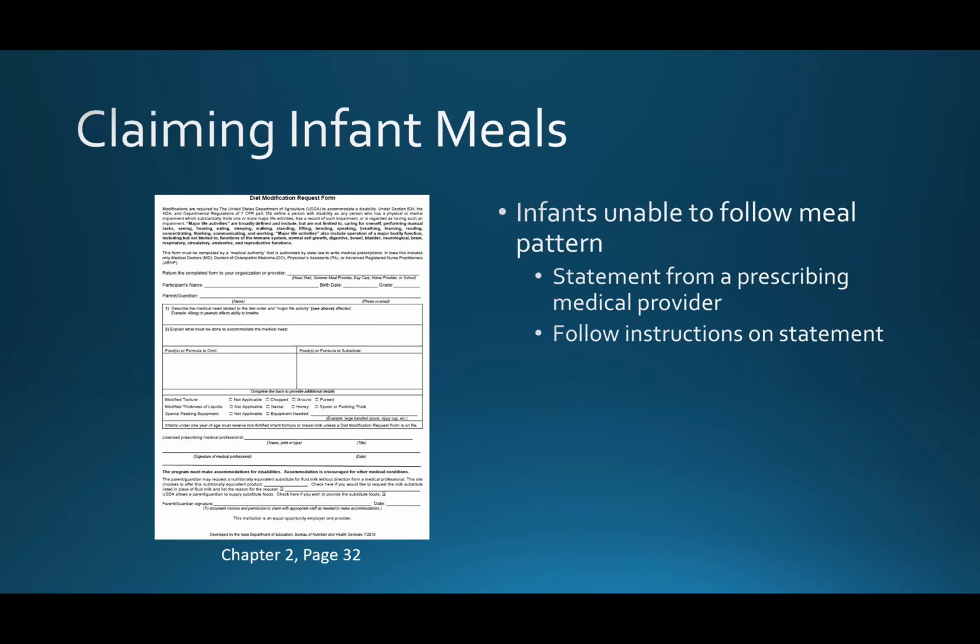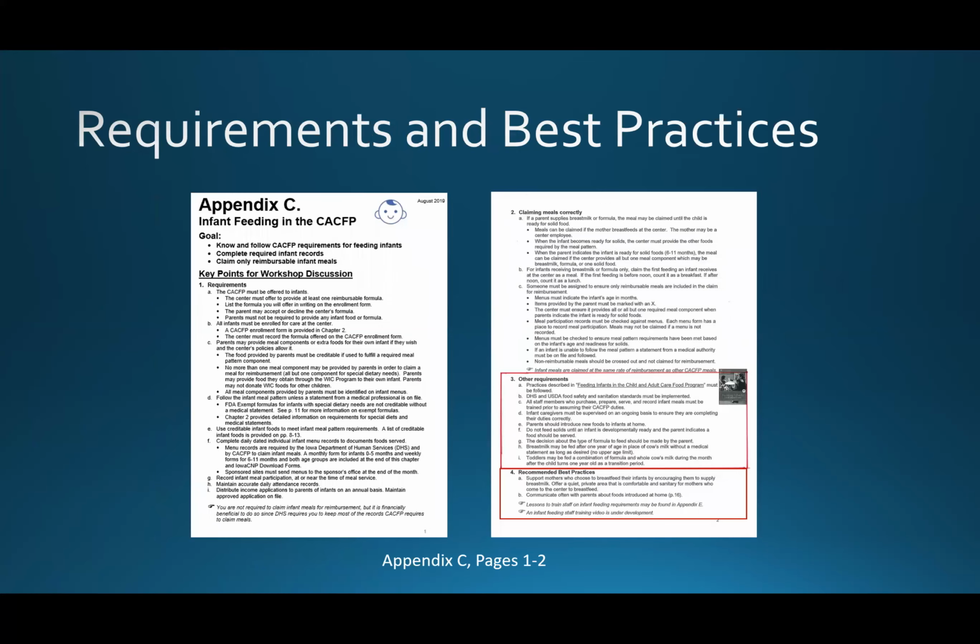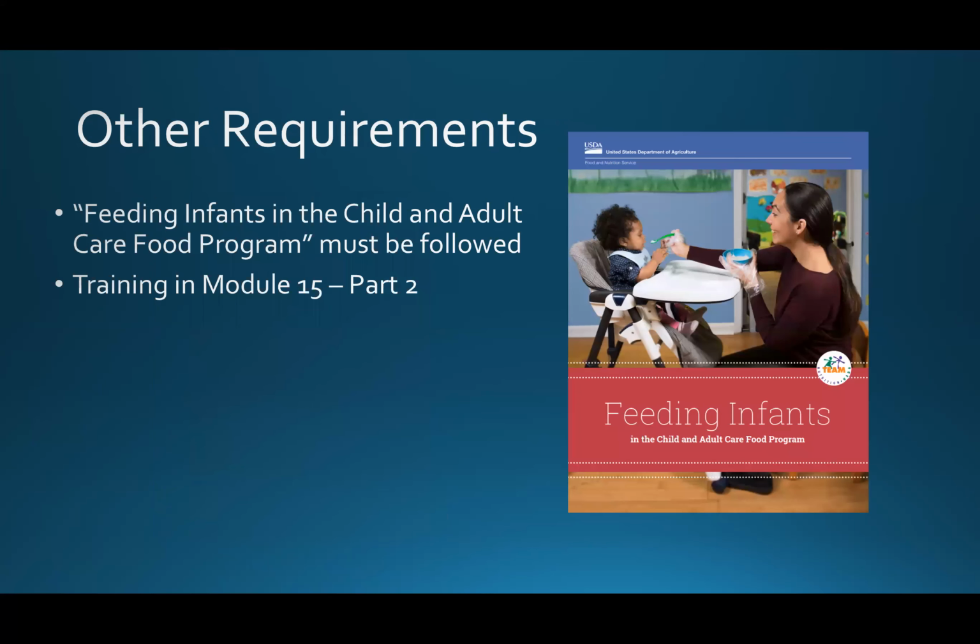If an infant is unable to follow the meal pattern, a statement from a prescribing medical provider must be on file and followed in order for their meal to be claimed. Next, we will cover other requirements and recommended best practices for feeding infants. First, practices described in the USDA handbook, Feeding Infants in the Child and Adult Care Food Program, must be followed. Separate training on this handbook is also provided in Part 2 of Module 15.